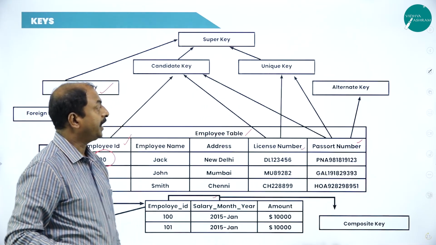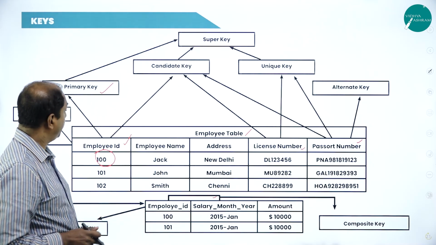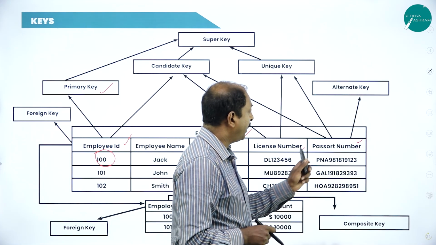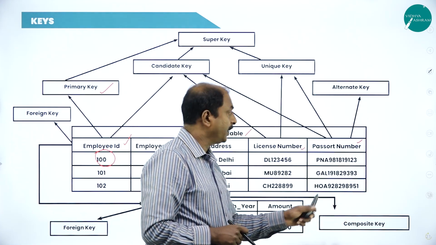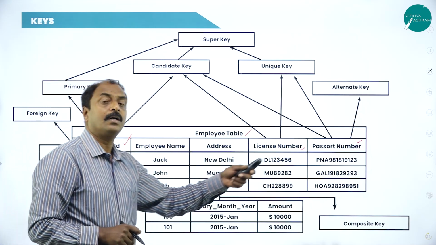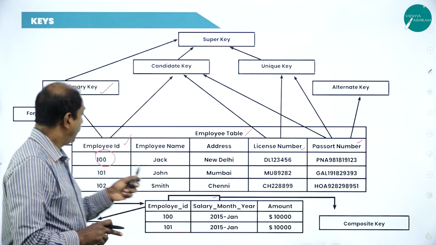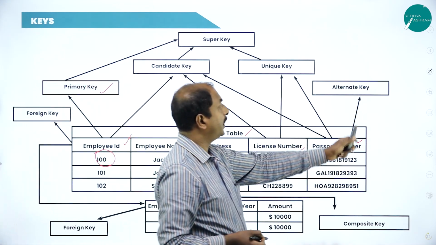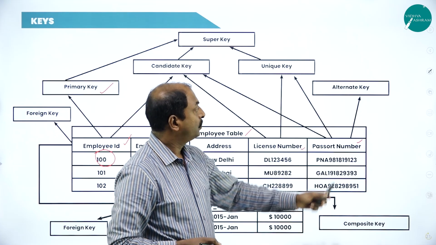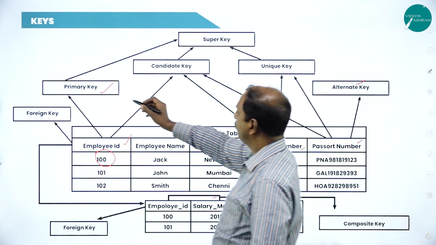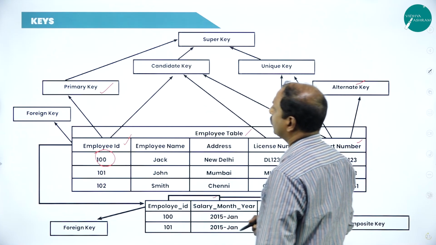So what is an alternate key here? In this table, employee ID is unique, license number is unique, and passport number is unique. So any of them can be a primary key or alternate key. But here, employee ID is already the primary key, so the other keys are called alternate keys. So this is the alternate key and the primary key.